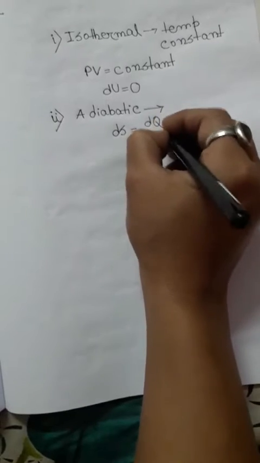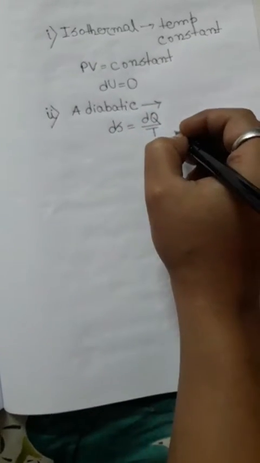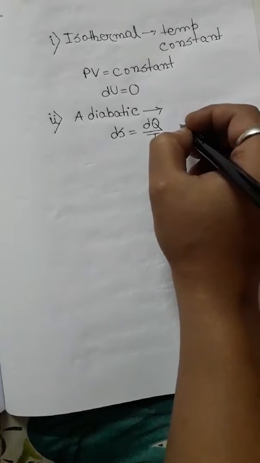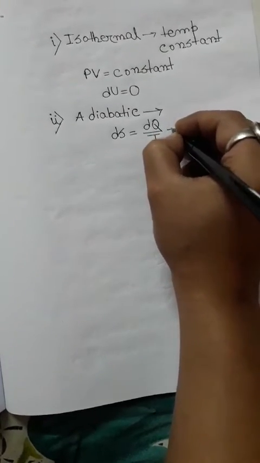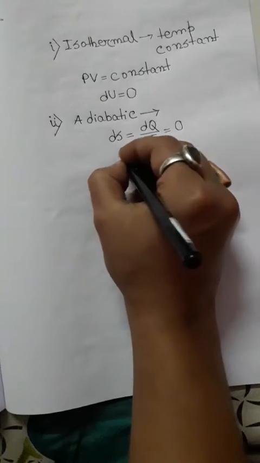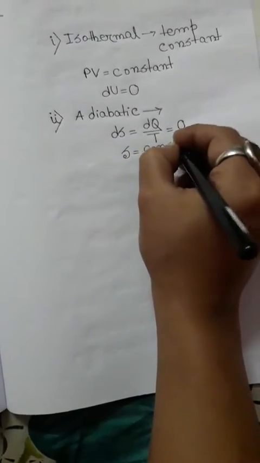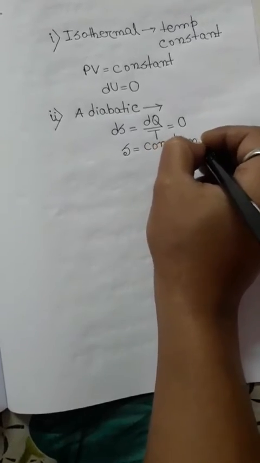to dQ by T. And in an adiabatic process there is no exchange of heat between system and surroundings, so dQ is 0, so dS is 0, that means S remains constant. So we see that in an adiabatic process entropy remains constant. Okay, entropy remains constant.